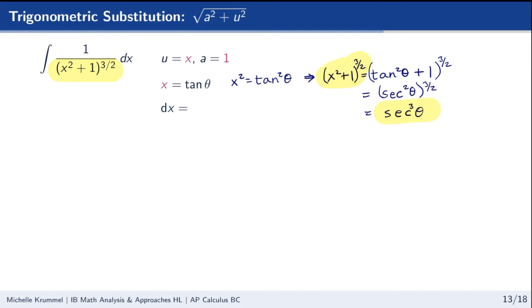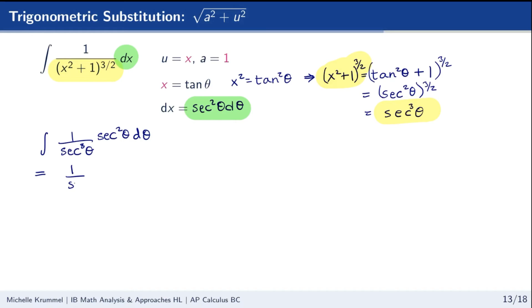And for the dx, we're going to look at this original equation, take the derivative of both sides. So dx equals, derivative of tan theta is secant squared theta d theta. So that is going to be substituted in for dx. And now we're going to rewrite the integral. We've got 1 over secant cubed theta, secant squared theta d theta. Simplifying, we have 1 over secant theta d theta, which is cosine theta d theta.